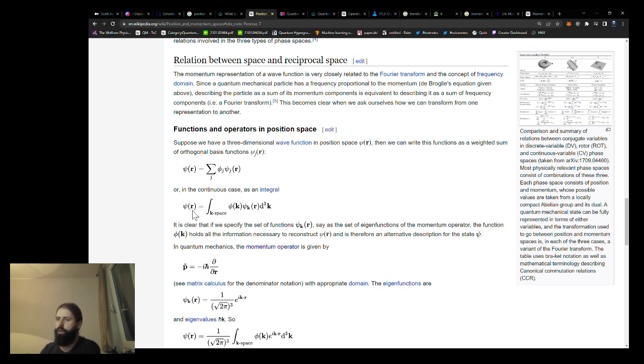So what you're saying is you can express a wave function in position space with whatever set of orthogonal basis functions, right? If you just happen to pick the ones that are the momentum operator eigenfunctions, then the coefficients that you need to apply, this guy here, are what you can call the wave function of momentum. Yeah, I guess that's it.